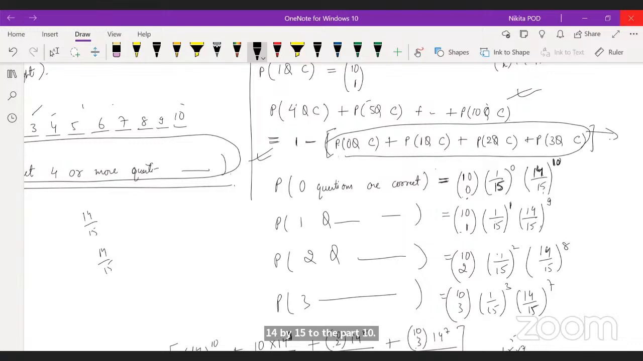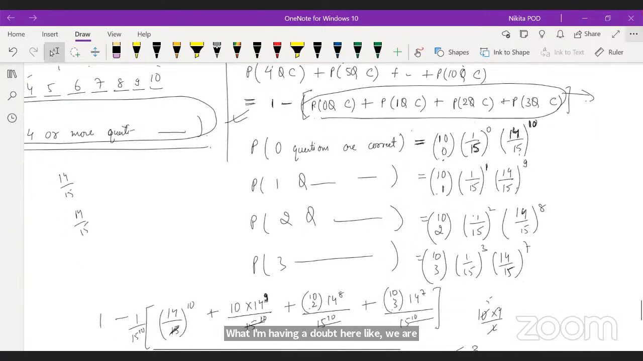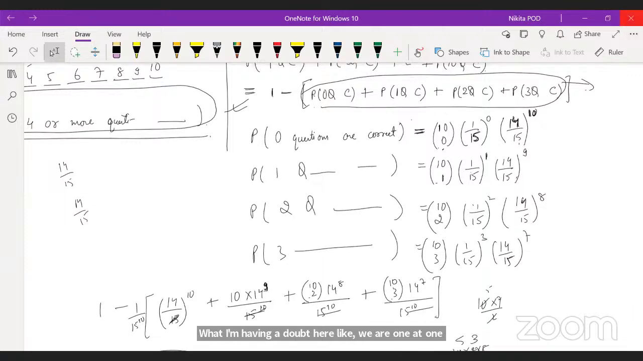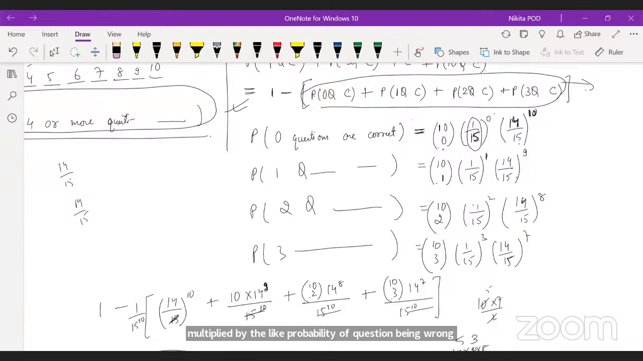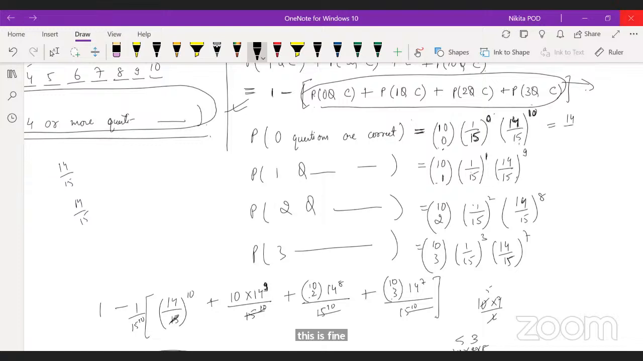Ma'am, I am having a doubt here. At one place we are looking at 1 by 15, that is the probability of a question being correct, multiplied by the probability of a question being wrong, that is 14 by 15. No, maybe you can just forget this. I mean, this is fine. Don't think about it. Anyway, it's just 0 in this case, but in the next case it's not. So 14 by 15 to the power 10.